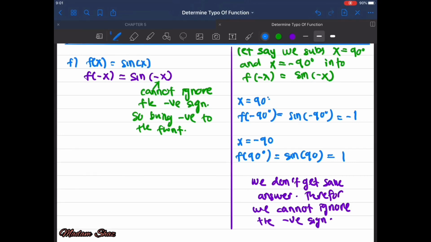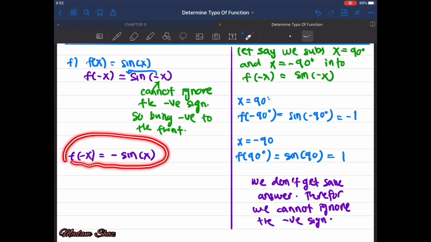So bring the negative to the front. Therefore, f(-x) will become negative sine of x. Now compare your f(-x) with f(x). In the original, there is no negative at the front, but for f(-x), we have a negative sign at the front. So when we change from positive to negative, this is an odd function.